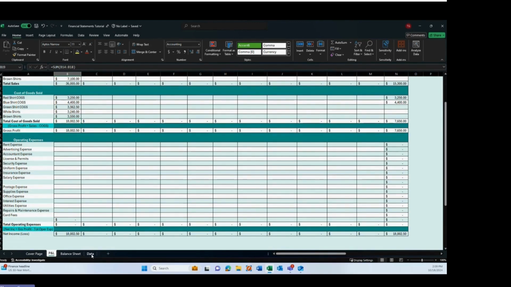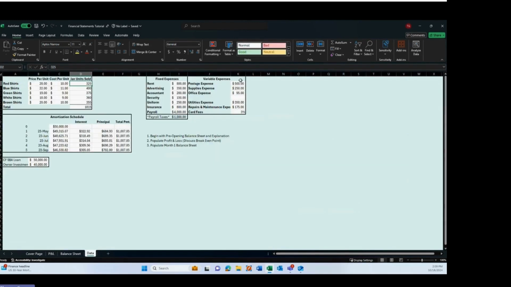So go back over to our data. We've got our expenses for the month of January right here. Now I've got them broken down into two different categories because I want you guys to understand that there is a difference in the type of expenses. So you can have fixed expenses, and a good example of that would be rent, right? Your rent is going to be the same thing every month. You can count on it like clockwork.